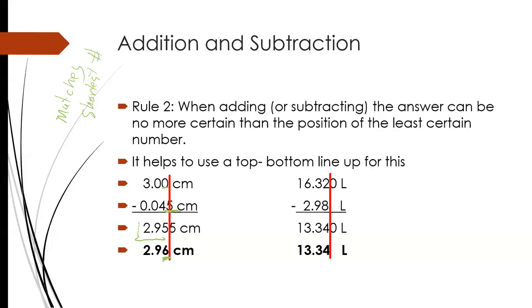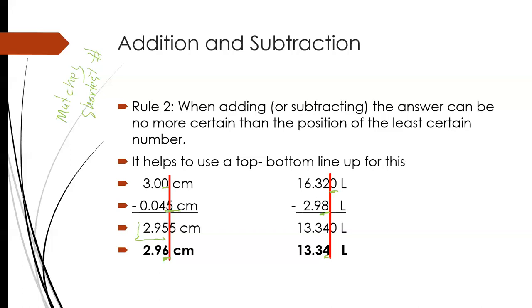Now, sometimes that gets a little bit confusing because you might have a lot of numbers before the decimal point, but basically you're just trying to line them up, and whichever one is furthest to the left, that's where you're going to stop. So in this 16.320 minus 2.98, we go to the thousandths in the top one, the hundredths in the second, and so our answer should only go to the hundredths. This works for both addition and subtraction. For some reason, I just happened to write all subtraction problems.